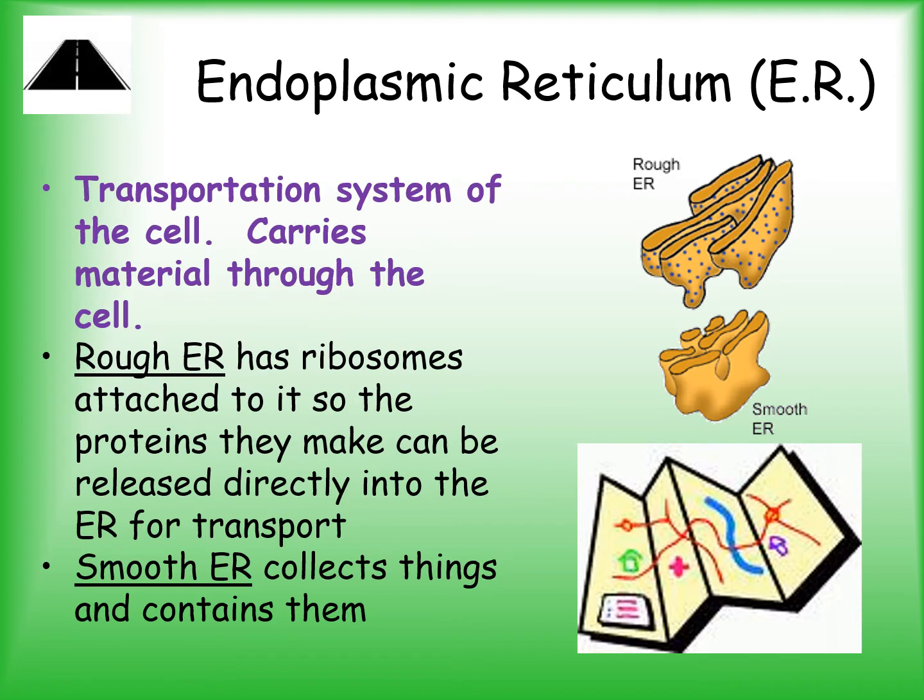The endoplasmic reticulum is the transportation system of the cell. It carries materials throughout the cell. The rough endoplasmic reticulum has ribosomes attached to it so the proteins they make can be released directly into the endoplasmic reticulum for transport. Smooth endoplasmic reticulum collects things and contains them.